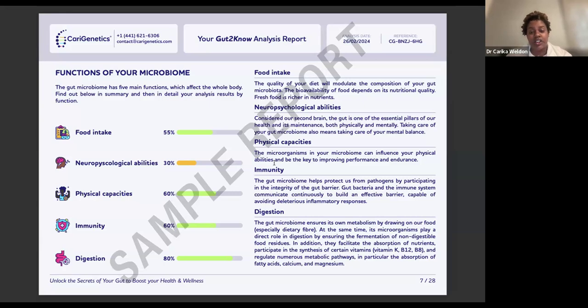Physical capacity. So this is where we're looking at the microorganisms in your microbiome that can influence your physical abilities and be the key to improving performance and endurance. As you probably well know, athletes are very keen on their gut microbiome and want to make sure that they are on top of it.